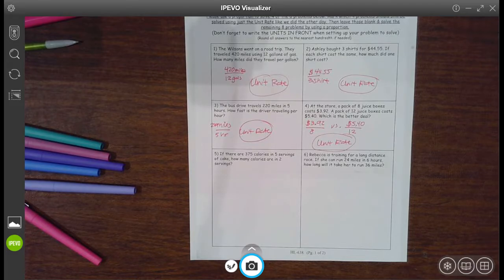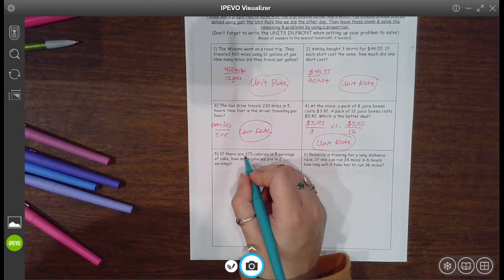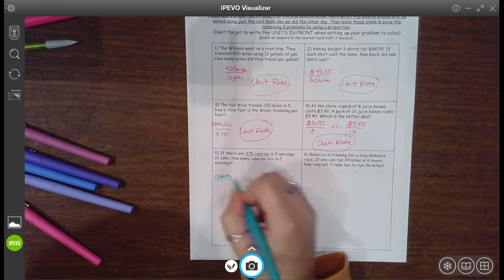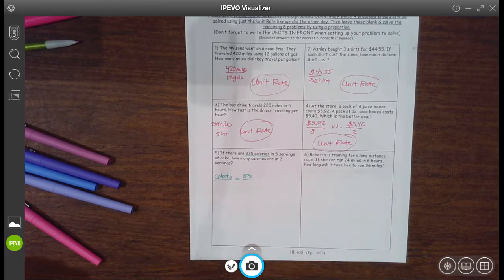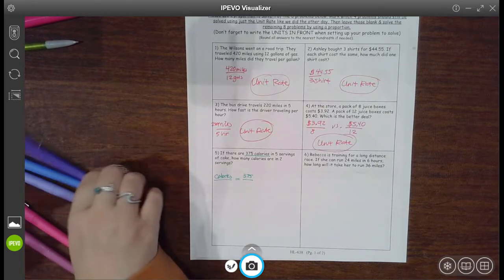Number 5 says if there are 375 calories in 5 servings of cake, how many calories are in 2 servings? Well, notice that it didn't say how many calories are in 1 serving, so I didn't just want to find the unit rate. Here, they first of all gave me enough information to do one proportion. You have calories on top, which is 375, and then you have how many calories come with each serving.